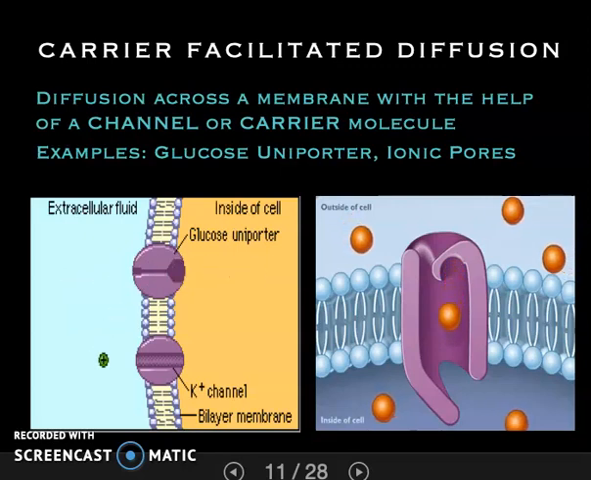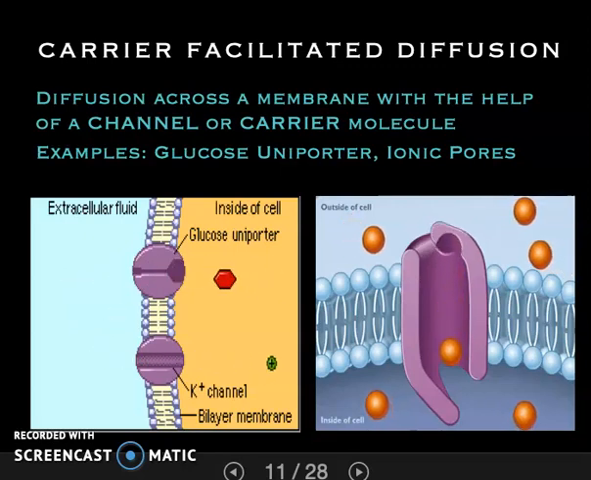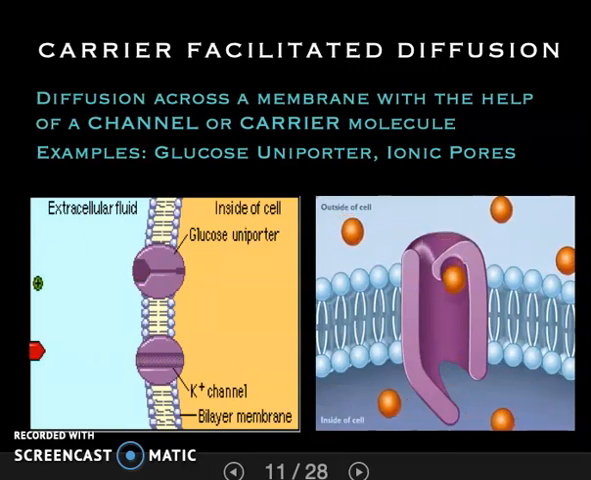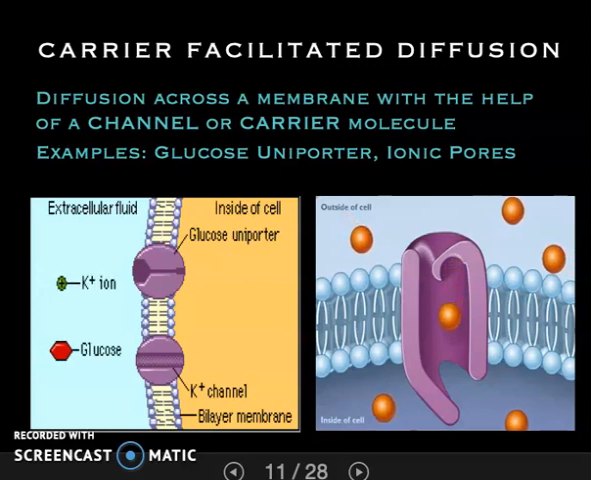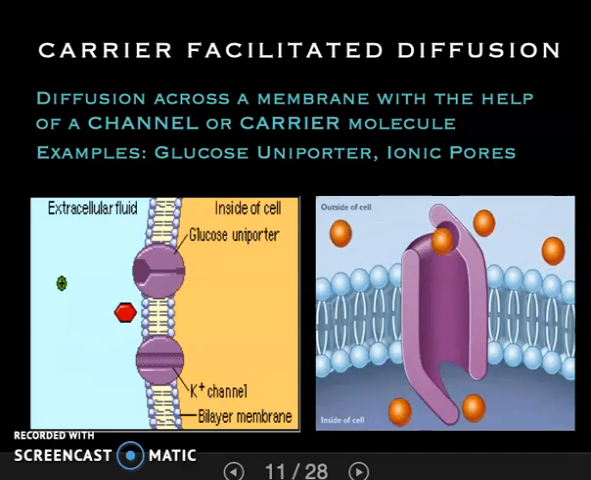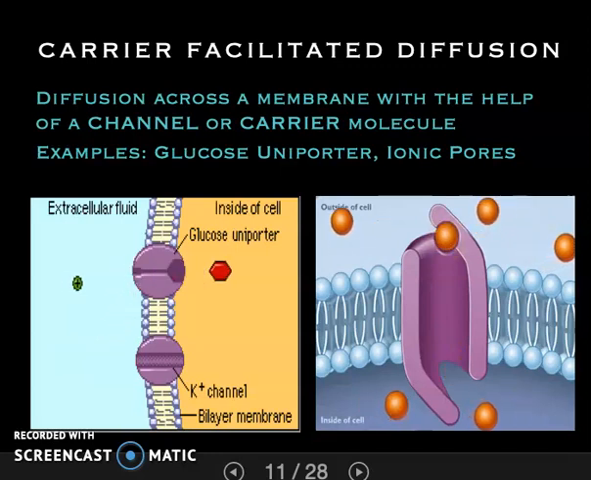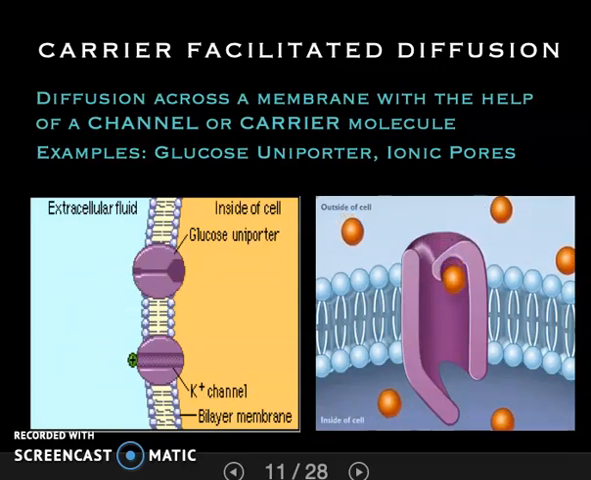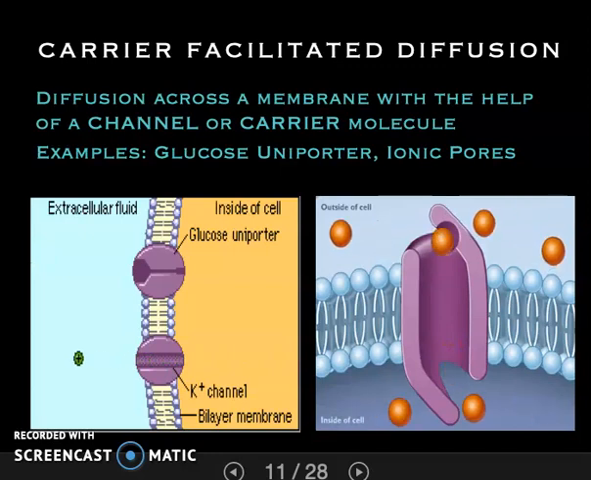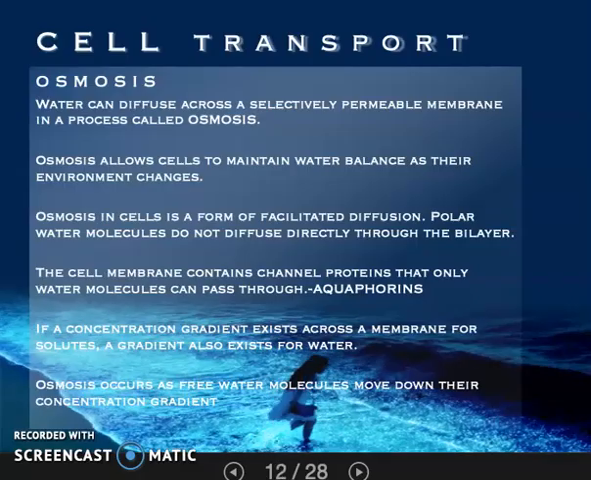The potassium channel is really pretty simple. It's just an open pore and positively charged. It's perfectly sized for potassium to pass through, and that's it. So remember, examples for carrier proteins include the ionic pore, which can include the aquaporin as well, a potassium channel, sodium channel, and then for carrier-facilitated diffusion, we think of the glucose uniporter.